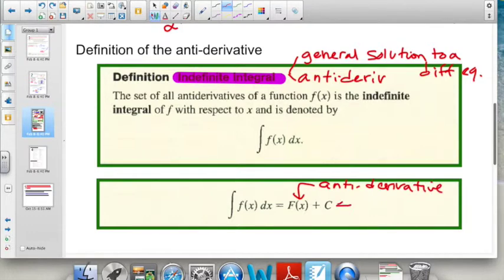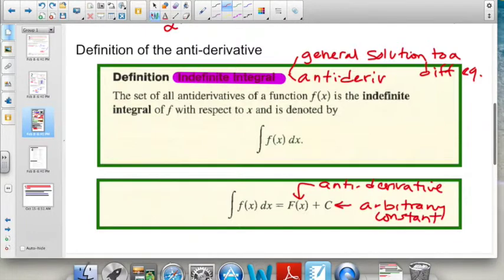Then at the end, we stick what we call an arbitrary constant. And that just acknowledges that we don't know where we're starting and we don't know where we're ending, but we know that wherever we start, we're going to get a constant. Okay? And so we call this an arbitrary constant.